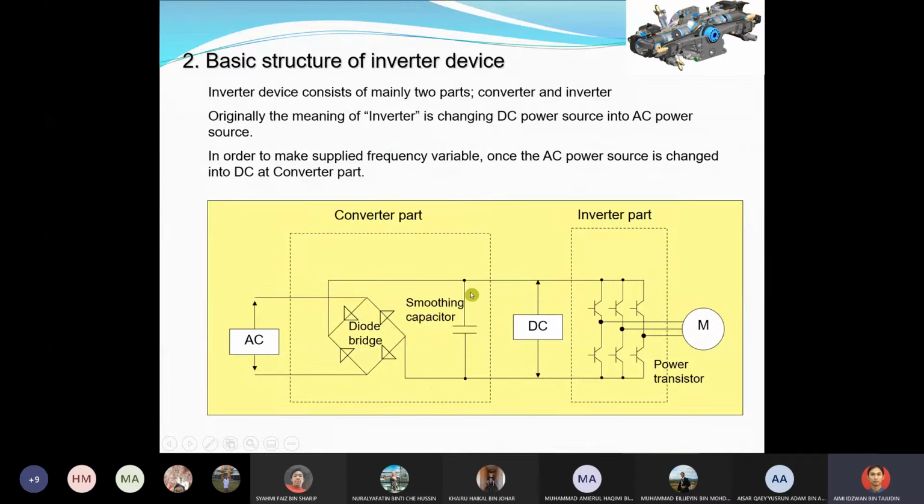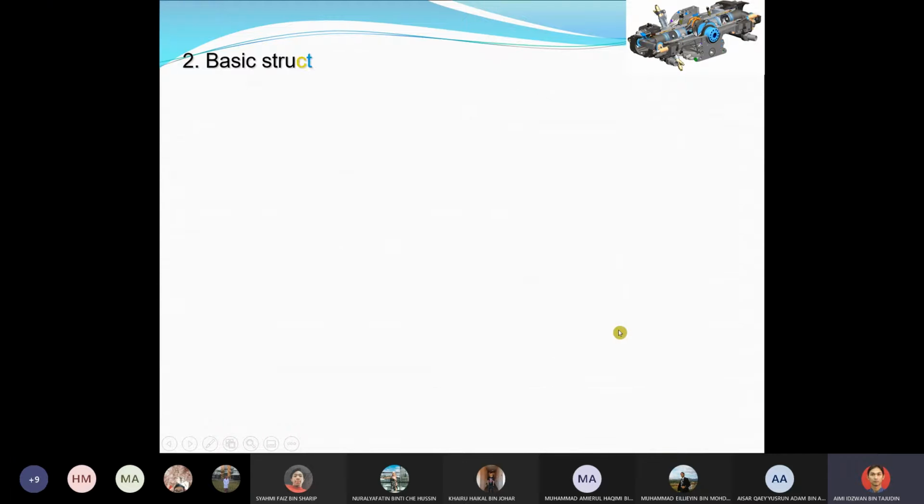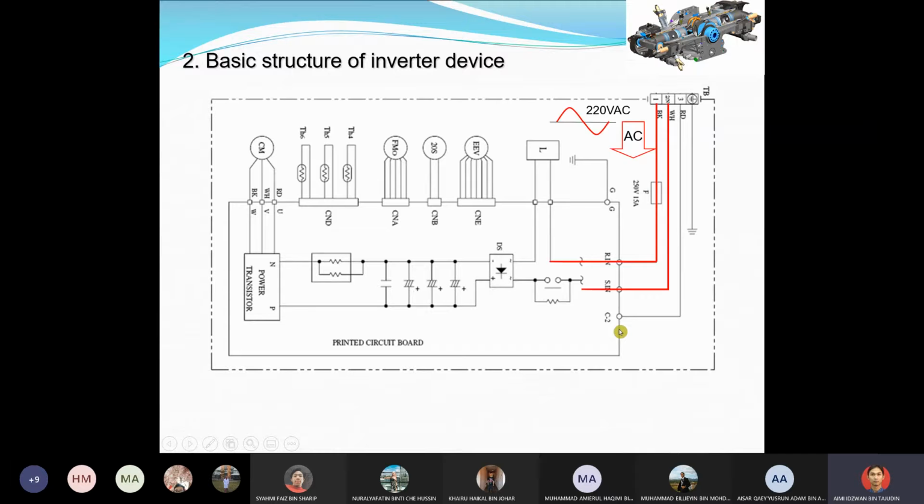So we have smoothing and then we have switching, which uses the signal from the PWM. I explained this yesterday. So I start with this one. Here we have pure AC. It doesn't matter whether we have 220. Basically you learn the basic concept.